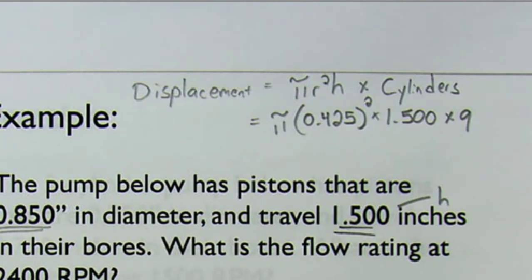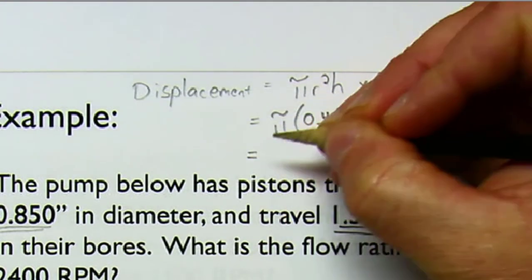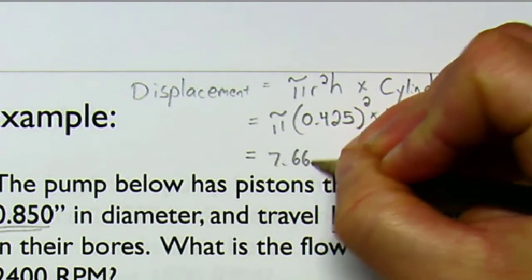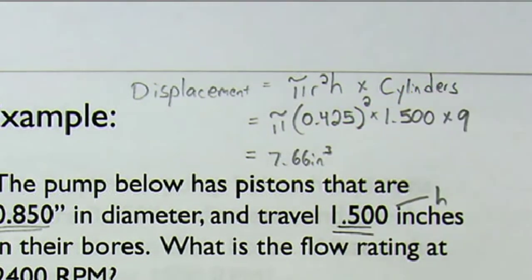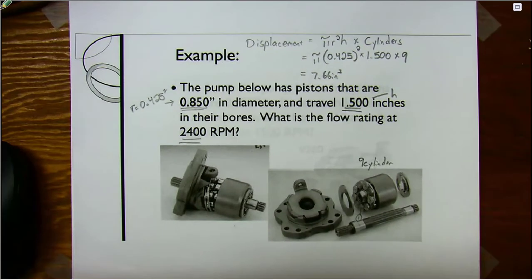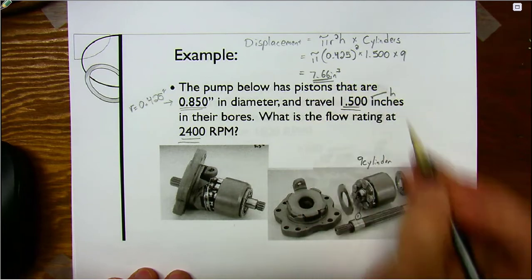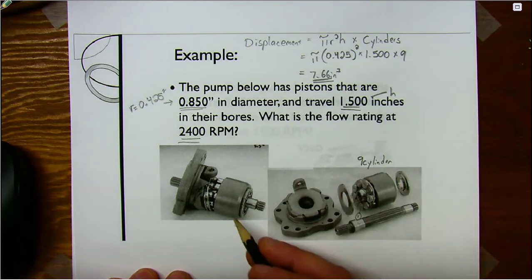And it's a pretty small displacement, only a few cubic inches, and that's pretty typical, about 7.66 cubic inches. That's per revolution if you want to get real fussy about it. Each time it turns, it's going to pump 7.66 cubic inches. And now that we know that, we can use our formula.